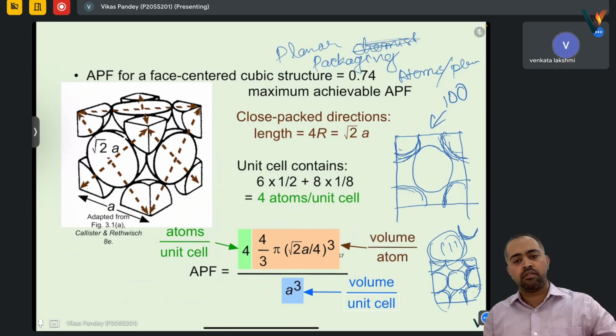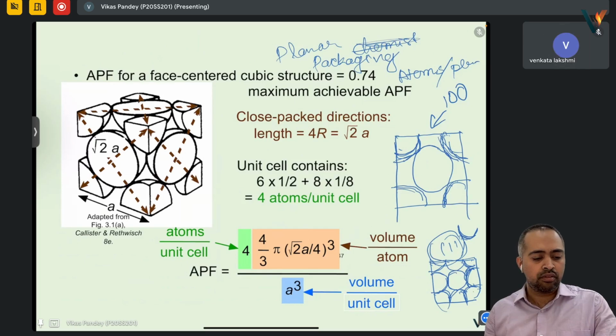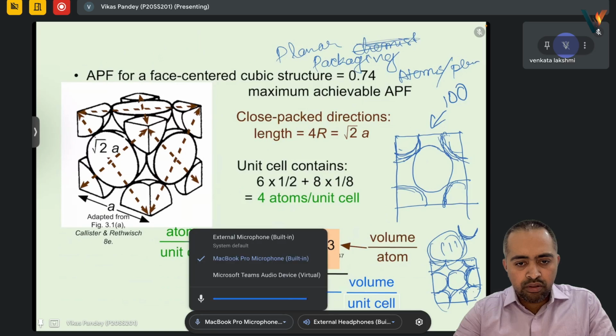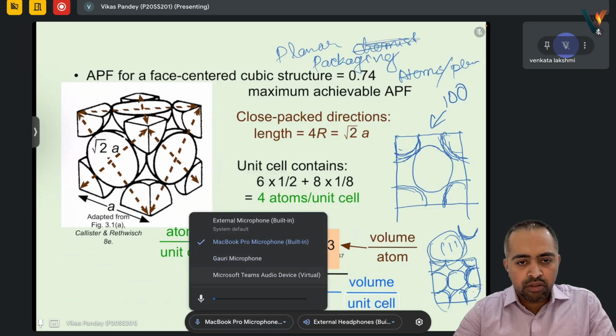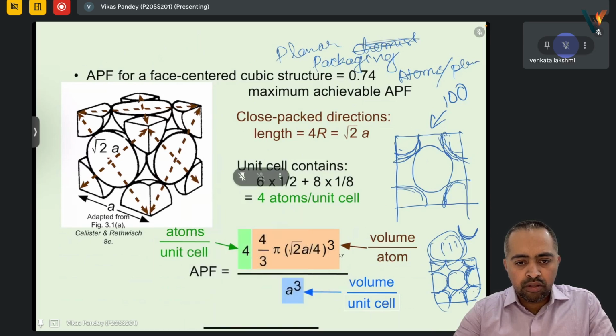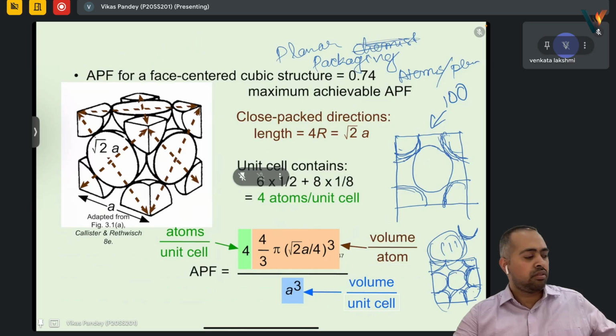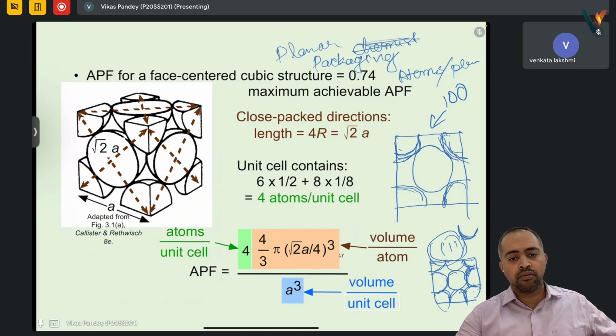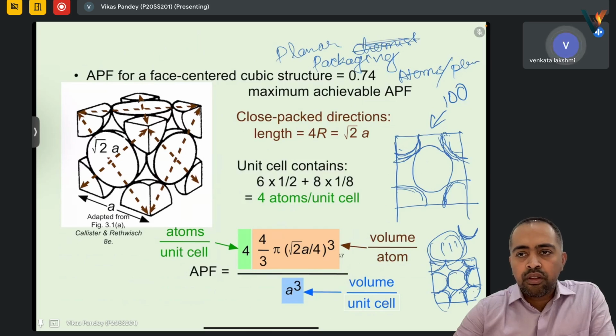Yes, sir, understood. Yes, sir, understood. The density is more, sir. Sir, understood, sir.